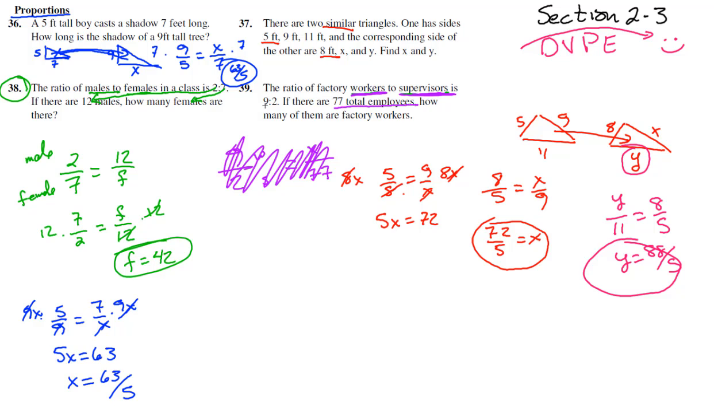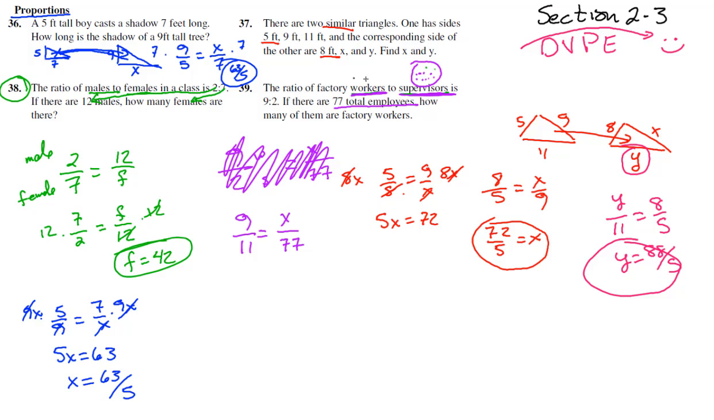So really, if there's a 9 to 2 ratio, then workers to total would be 9/11ths. Can you see this in this little group? If you had a little group here and you had 1, 2, 3, 4, 5, 6, 7, 8, 9 factory workers and 1, 2 supervisors, then the ratio of factory workers to total employees is 9/11ths. So 9/11ths is the ratio of factory workers to total employees, equals X to 77. Oh, good. Now that makes sense.